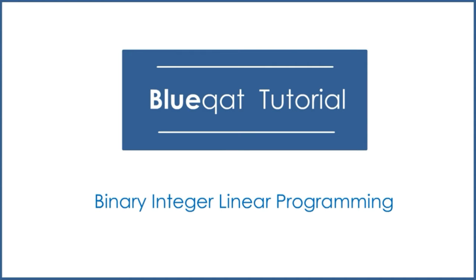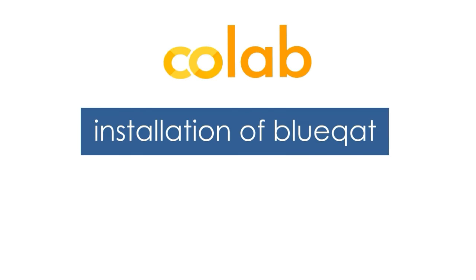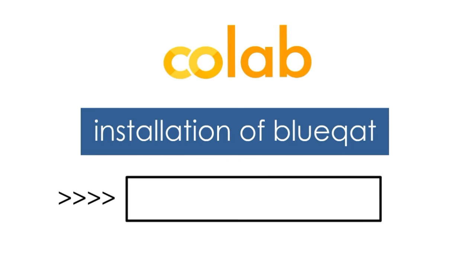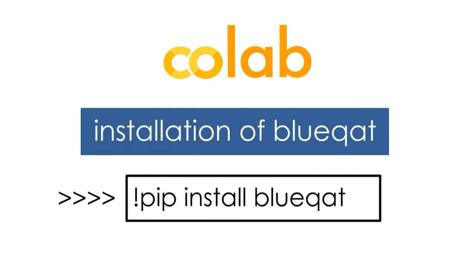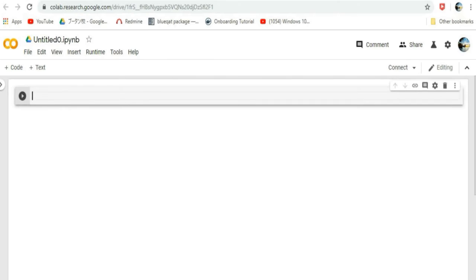In this tutorial, we will be learning about binary integer linear programming. We will be doing the coding in Google Colab. Like we did in the previous video, we will be starting with installation of Blueqat. Type the code !pip install Blueqat in order to install Blueqat.